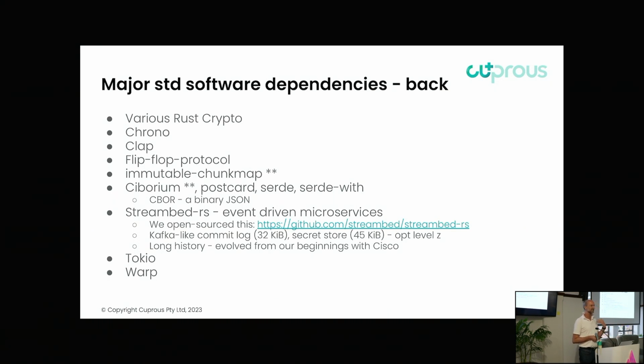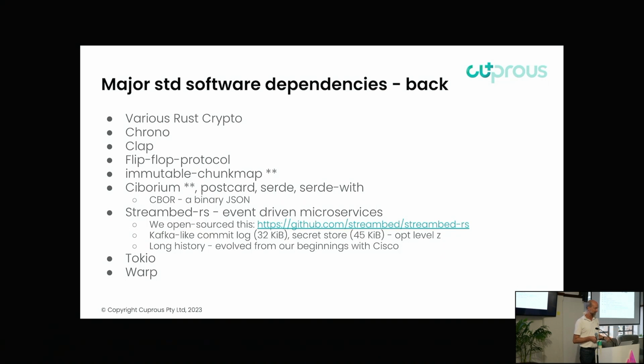Streambed RS is another project that we developed. One of the founding companies of Cuprous was a spin out of Cisco, which started Streambed. There's a whole history there, a whole talk I could give on that one. We originally wrote that in Scala on the JVM using Akka, and we've rewritten it effectively in Rust. And that's all open source, it's available. We have a Kafka-like commit log.